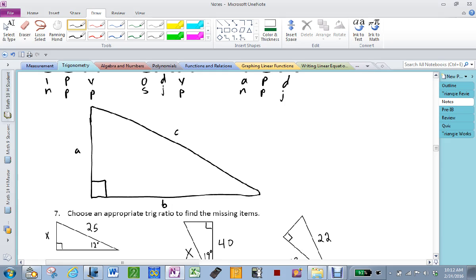Capital letters. And how do I find those capital letters? They're opposite. So if this is little a, where's big A? Opposite. So is it the angle at the top or the angle on the right? Angle on the right. Where's big B? Up at the top. And where's C? Down at the bottom. The 90 degree. Everybody cool?